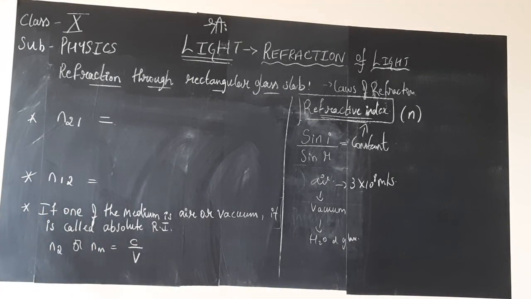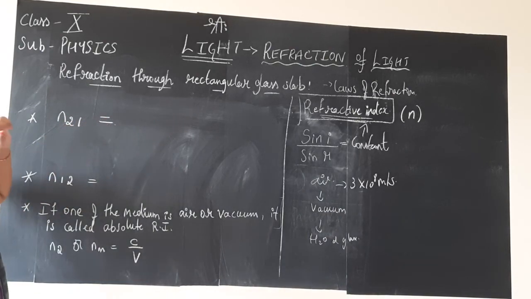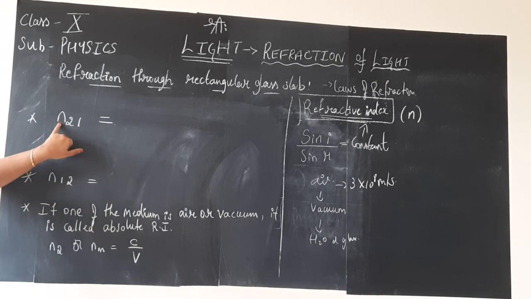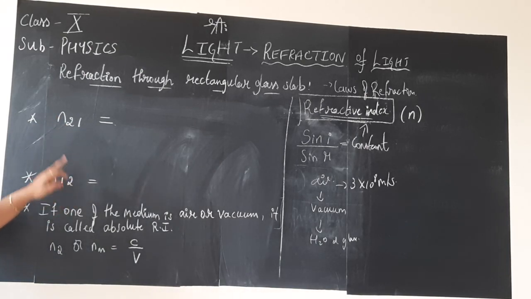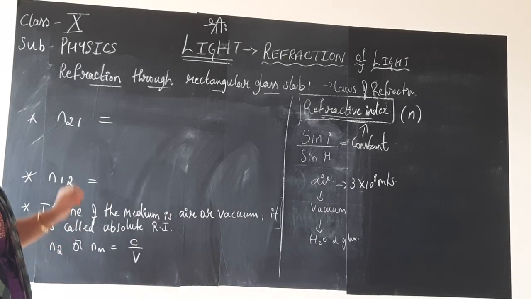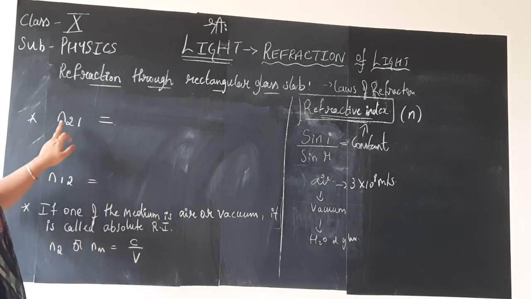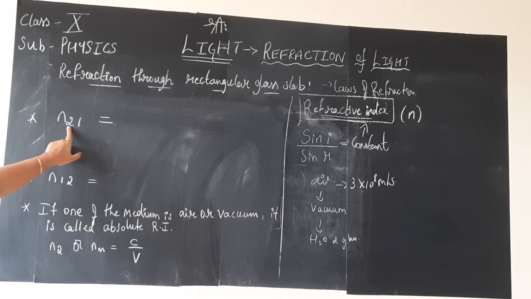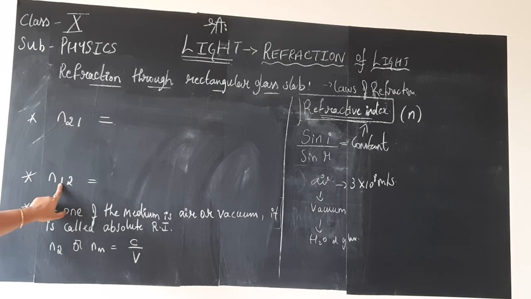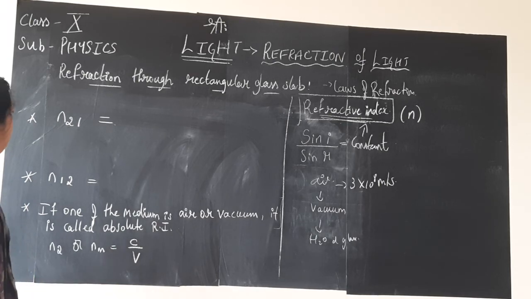How do you represent it mathematically, formula-wise, children? This is the notation used for the refractive index. I have written two formulas here. One is n21 and the other is n12. You should not read it as twenty-one or twelve. These numbers 2 and 1 are mediums, children. You should not read it as N21, N12. Refractive index of 2 means medium 2 with respect to medium 1, and n12 is the refractive index of medium 1 with respect to medium 2. That is the way you should read. Don't read it as a whole number, please.